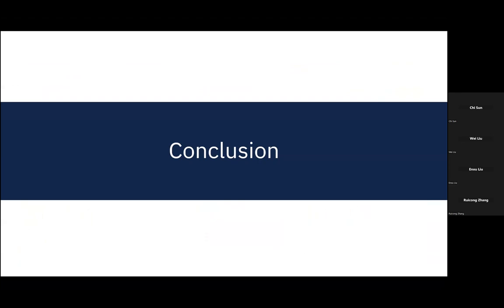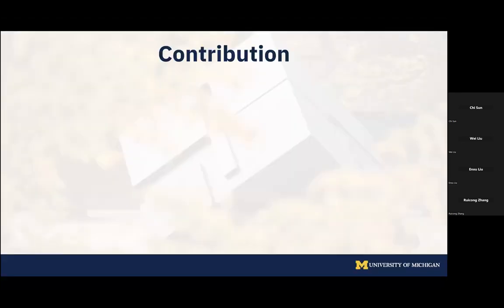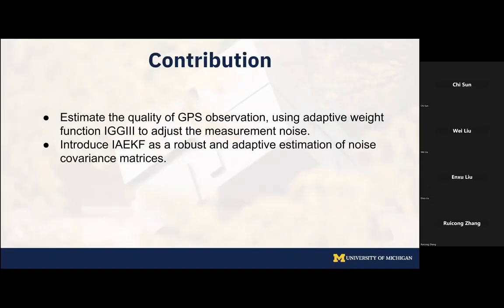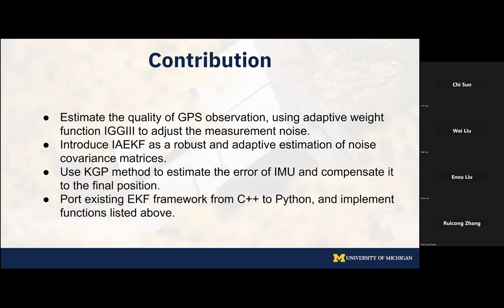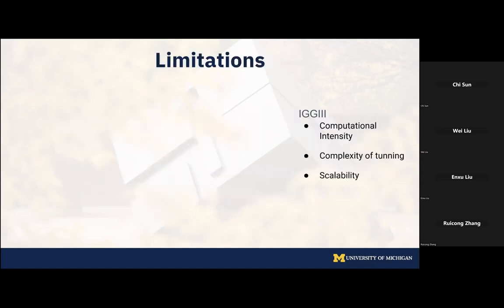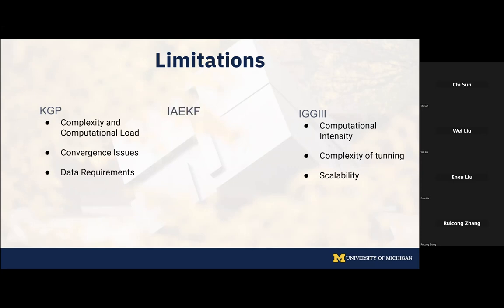Now I will give a conclusion. Here are our contributions. We introduced the IgG3, IAEKF, and the KGP to the project. We put the existing EKF framework from C++ into Python. And here are some limitations. KGP has some limitations such as complexity and computational load. It has convergence issues, and it needs high quality data.